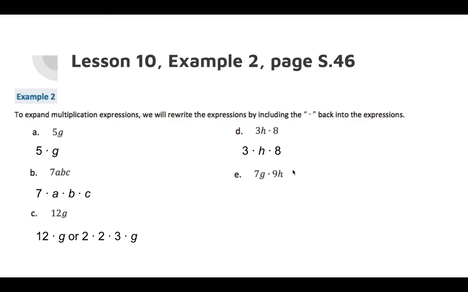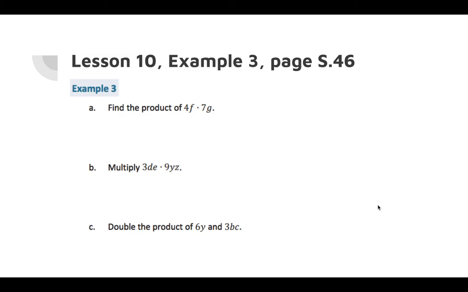Now, expanding 7G times 9H. That can be 7 times G times 9 times H, or 7 times G times 3 times 3 times H. Moving on to example 3. We're almost there, guys. Find the product of 4F times 7G.